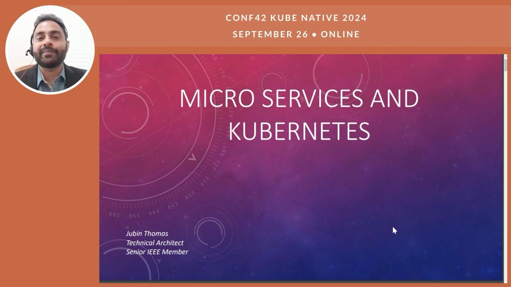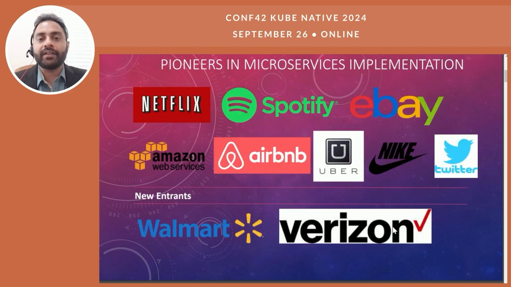Today, I would like to discuss architecting order management systems with scalable microservices with the help of Kubernetes. As you all know, microservices has taken the world by storm, and order management system is one of the systems where microservices has actually helped to scale. Some of the companies who already have the implementation of microservices are Netflix, Spotify, eBay, Amazon Web Services, Airbnb, Uber, Nike, Twitter, Walmart, and Verizon.